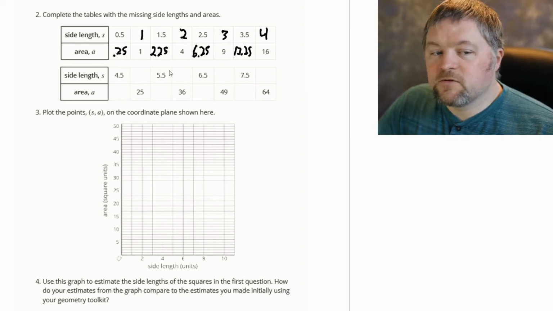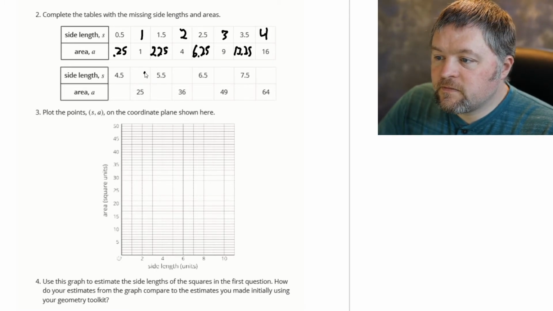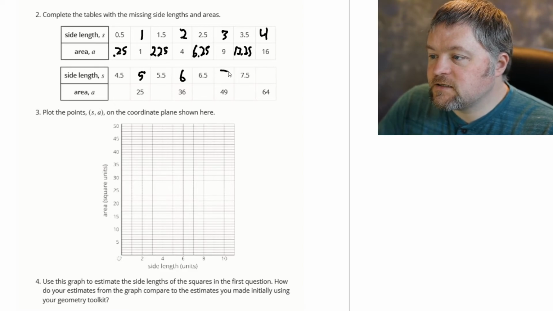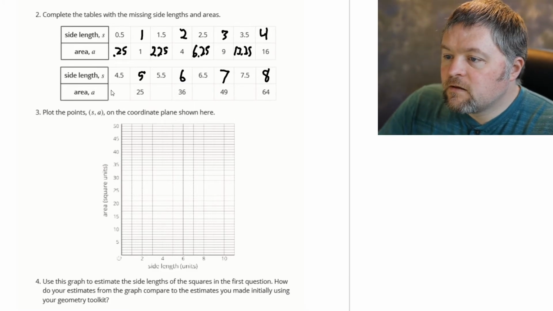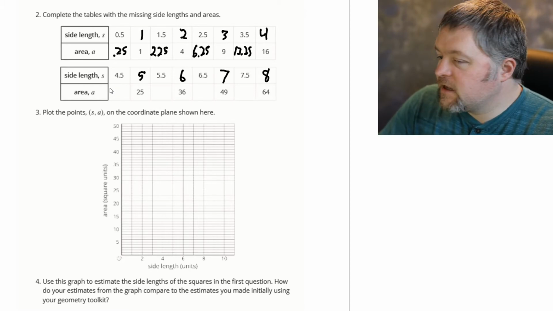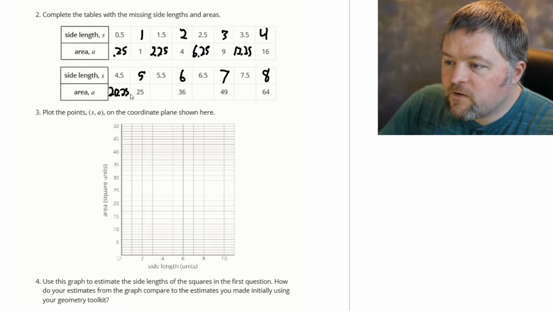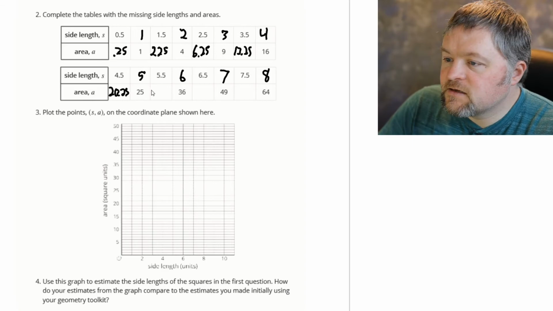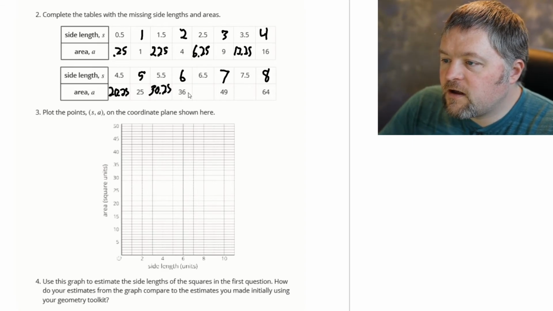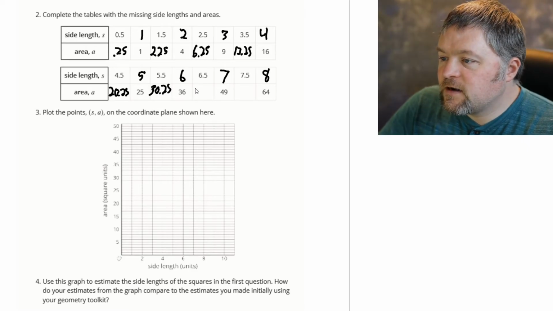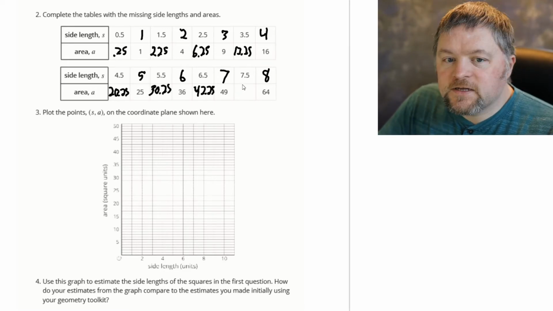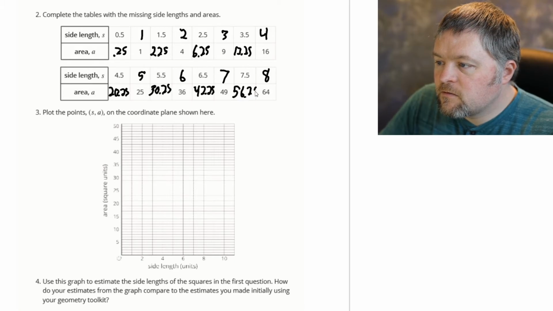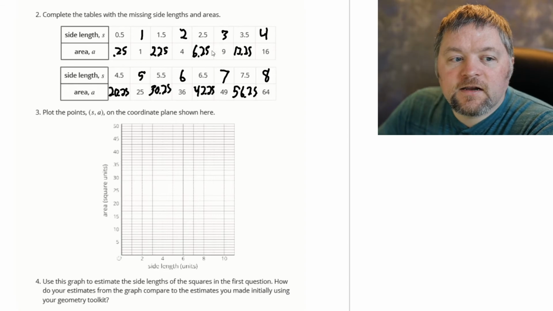Let's continue through the table here with side lengths. 5 squared is 25, 6 squared is 36, 7 squared is 49, 8 squared is 64, 4.5 squared is 20.25, 5.5 squared is 30.25, 6.5 squared is 42.25, 7.5 squared is 56.25. Okay, we have a nice table of values.